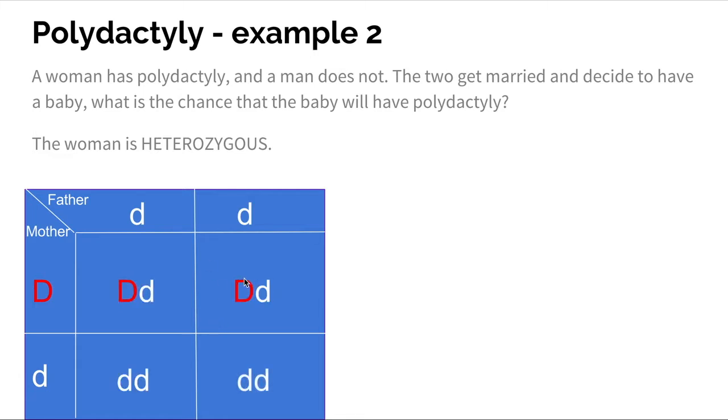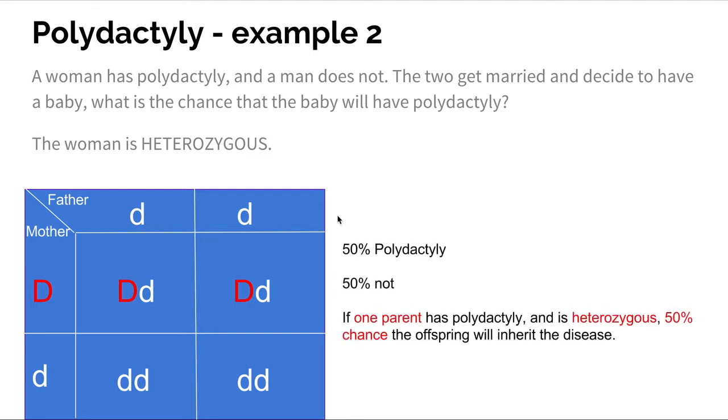As we can see, only half of the offspring have the polydactyly allele, and because it's dominant, they will have it no matter what. But the other do not have it at all. They have the recessive allele. They do not have polydactyly allele at all, so they will not have polydactyly. So, 50% chance polydactyly and 50% not. So what have we learned? If one parent has polydactyly and is heterozygous, then only 50% chance that the offspring will have the disease.